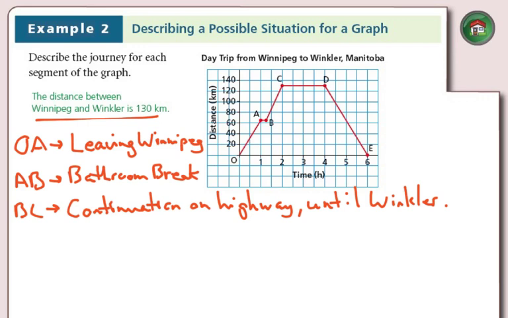Since we got to Winkler in C, from C to D, as the distance hasn't changed, this would be when we're actually in Winkler, visiting or doing whatever it is we're doing in Winkler. So this would be spending time in Winkler.